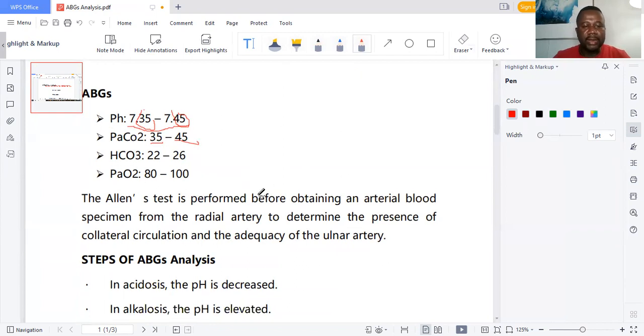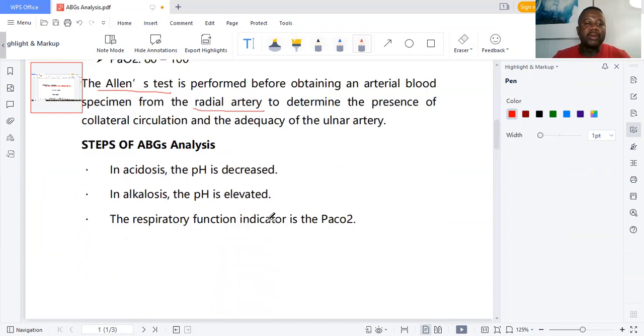Then we have our normal oxygen. We know that the Allen's test is the test used to obtain the arterial blood specimen, and it is done on the radial artery, okay? We want to determine the circulatory arterial blood in the system, and the test is called Allen test, and it is done on the radial artery. Okay, maybe you might have come across some questions of this nature.